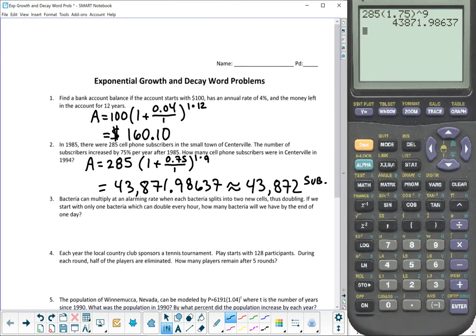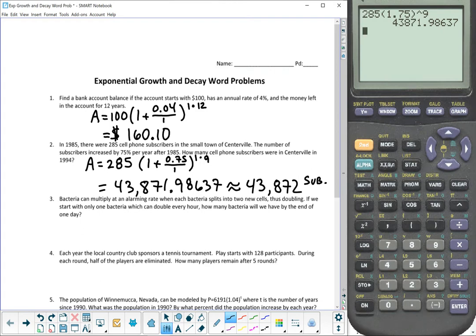Number three, bacteria can multiply at an alarming rate, in which each bacteria splits into 2 new cells. So 1 bacteria becomes 2 bacteria. It basically makes a clone of itself, thus doubling. If we start with only 1 bacteria, which can double every hour, how many bacteria will we have by the end of 1 day, or 24 hours?